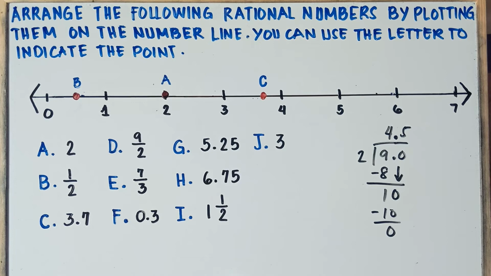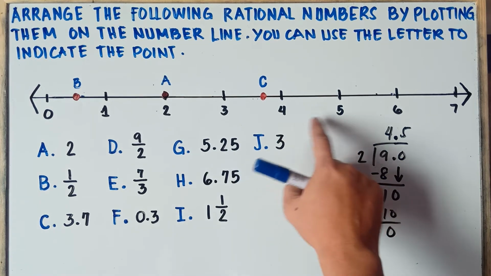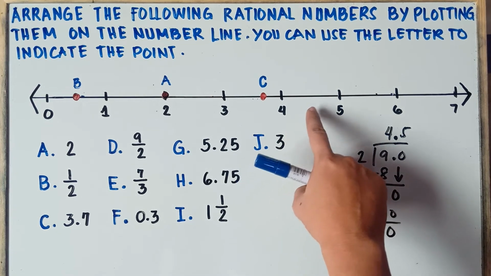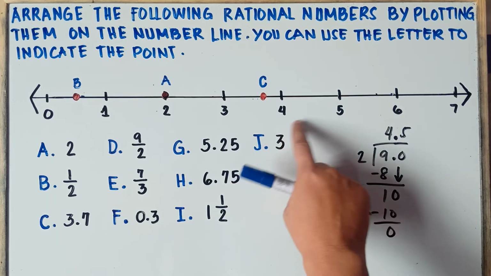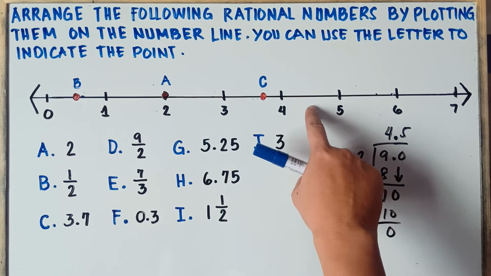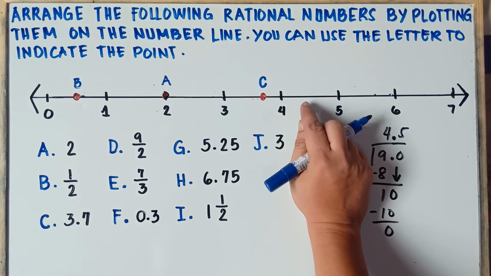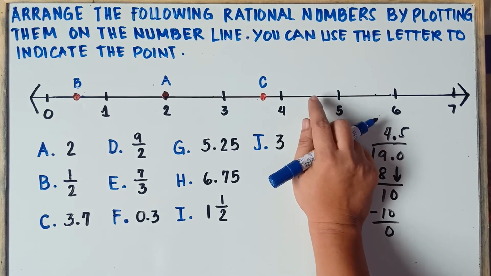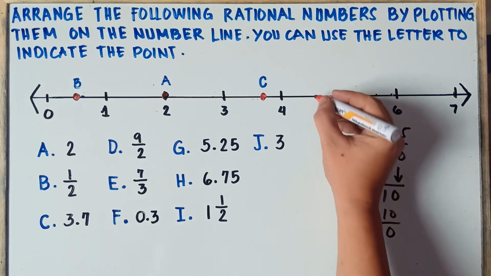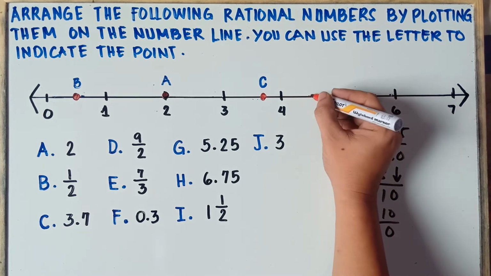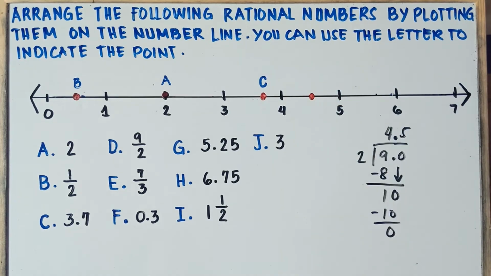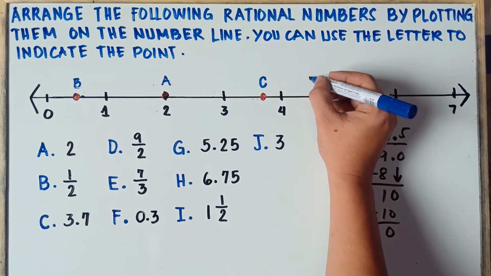Now, where is 4.5, class? So 4 to 5 in between, that would be 0.5. Once again, 4 to 5 in between, that would be 4.5. So this is 4.1, 4.2, 4.3, 4.4, 4.5. In between 4 and 5. So this will be 4.5. So just simply estimate, class, that's okay. 4.5 in between 4 and 5. So that would be our letter D. Simple as that, class.